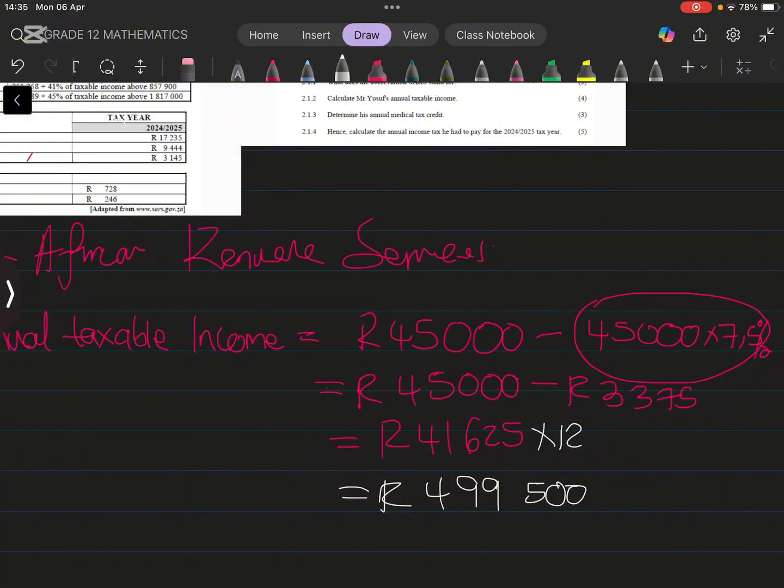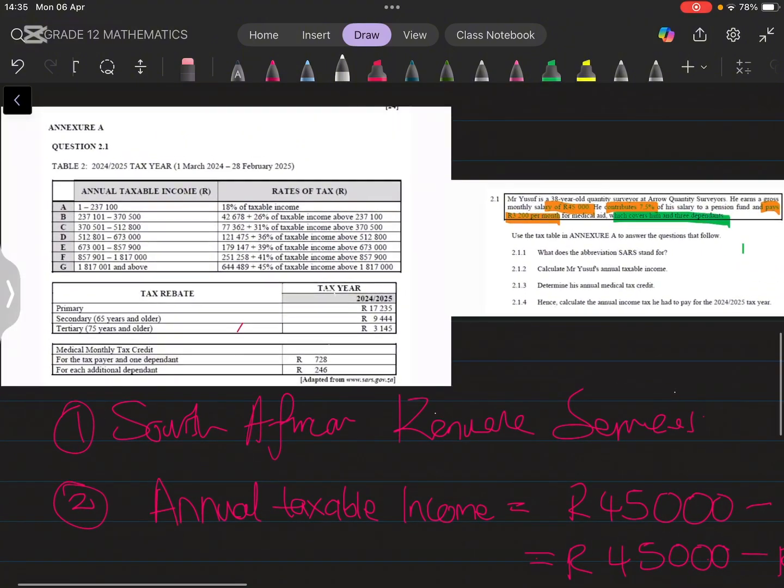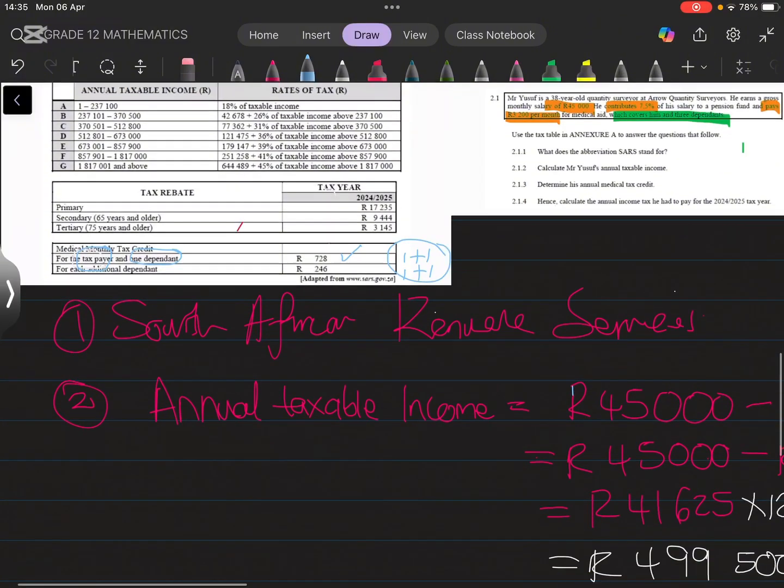Okay, so now determine his medical tax credit. The medical tax credit covers him and 3 dependents. It is a taxpayer, Mr. Yusuf, and one dependent, that is 728, and then Mr. Yusuf plus 1. So now we are left with how many dependents? We're left with 2.